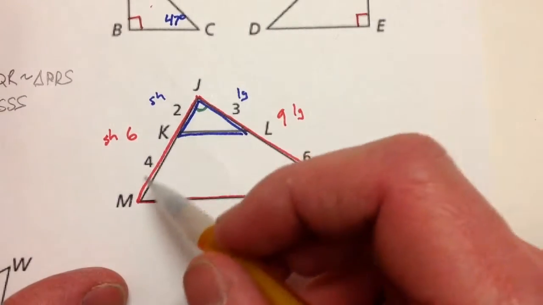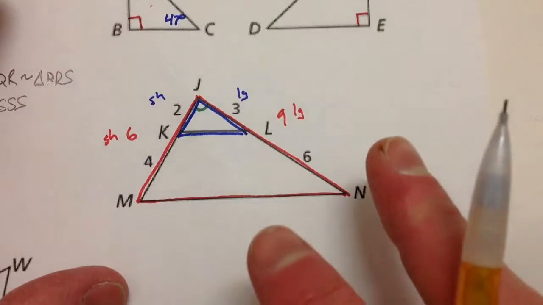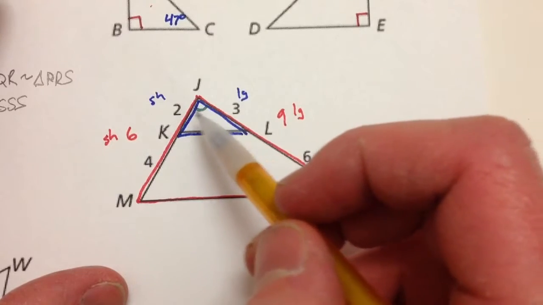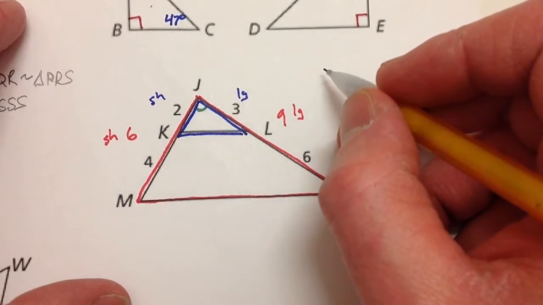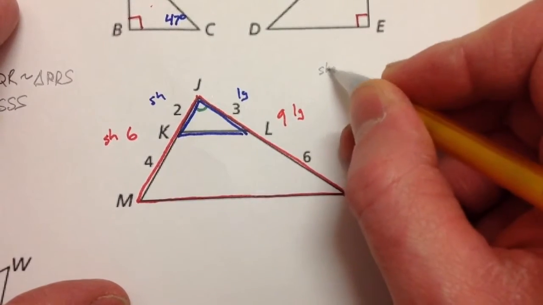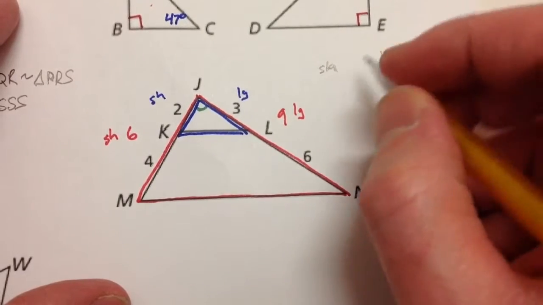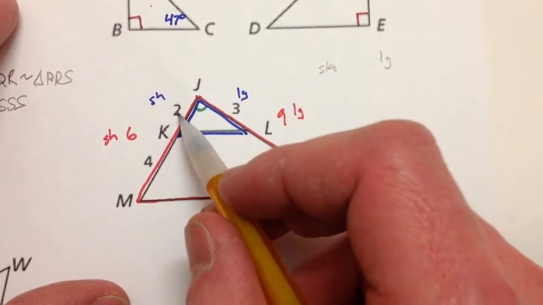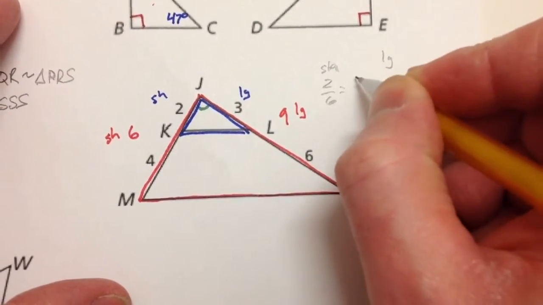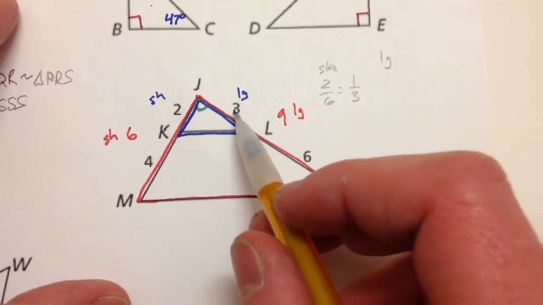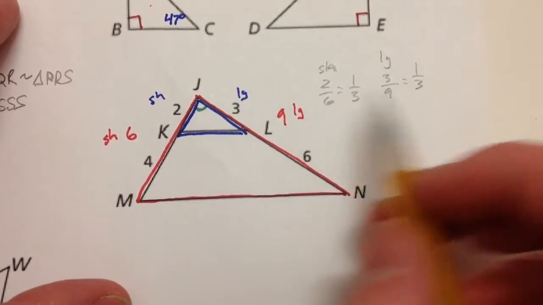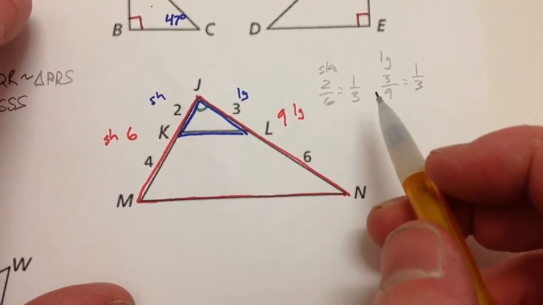Now, I'm thinking that this is side angle side, so I need to show that two sets of sides are proportional, and then this included angle that's between the two sets of sides is congruent. So, I've got a short side and a long side. Now for the short sides, 2 for the little triangle, and then 6 for the big triangle. So 2 over 6, that reduces to 1/3. Long would be 3 to 9. That's also 1/3.